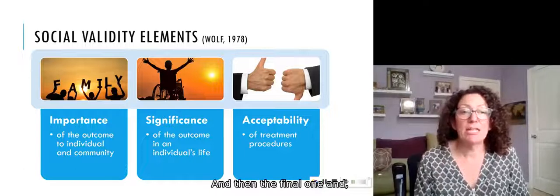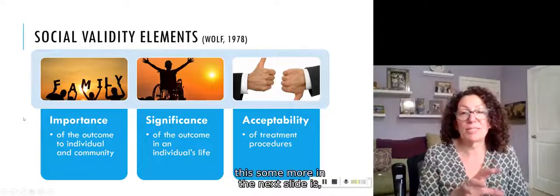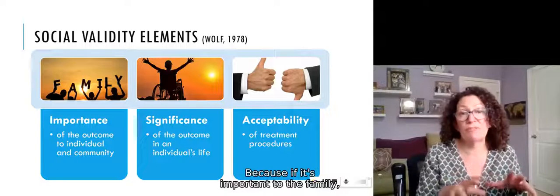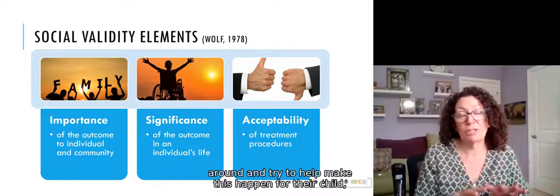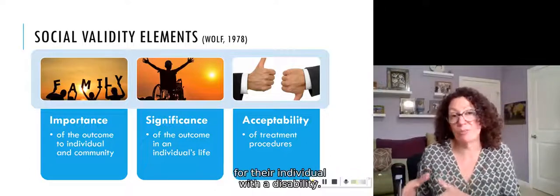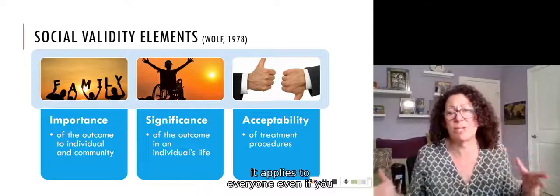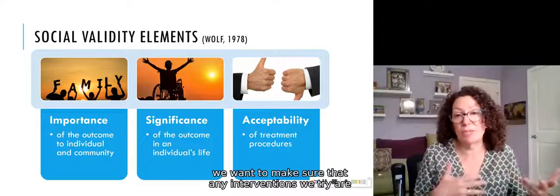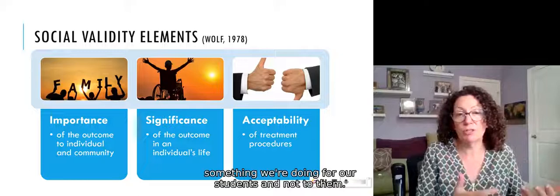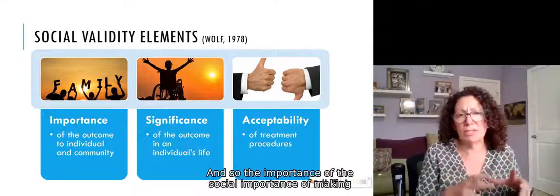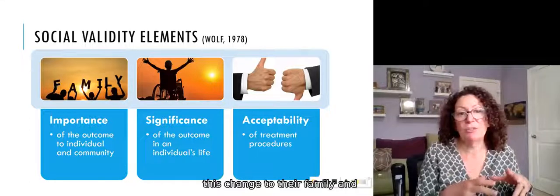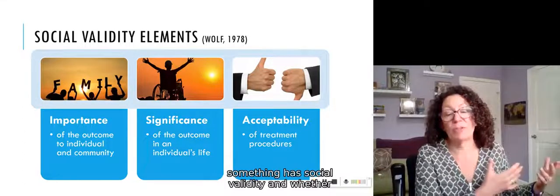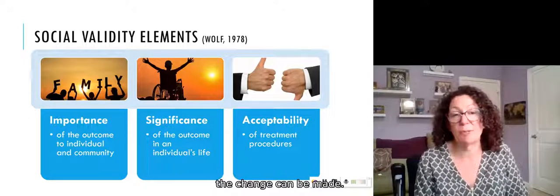Sorry. And then the final one, and I'm going to talk about this some more on the next slide, is this a change in behavior that's important to the family? Because if it's important to the family, they also will rally around and try to help make this happen for their child, for their individual with a disability. Social validity, by the way, applies to everyone, even if you don't have a disability. But in this particular case, we want to make sure that any interventions we try are something we're doing for our students and not to them. And so the social importance of making this change to their family and to the community is a really big part of whether something has social validity and whether the change can be made.